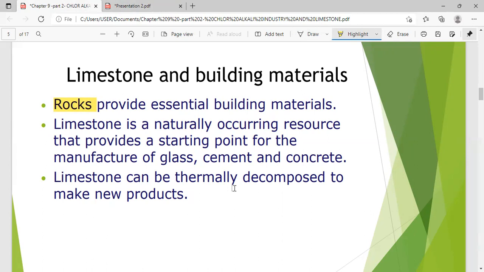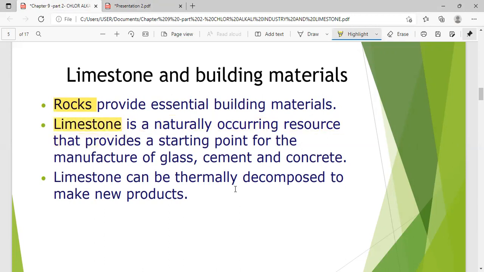Now, why are rocks used as building materials? Because they are very durable. Number one, rocks are very durable. They are fireproof, and most of the time, they can even withstand earthquakes. Many types of rocks are used as building materials, and limestone is one of them.